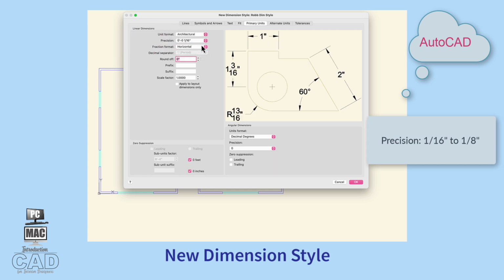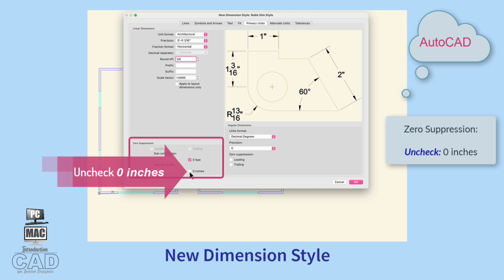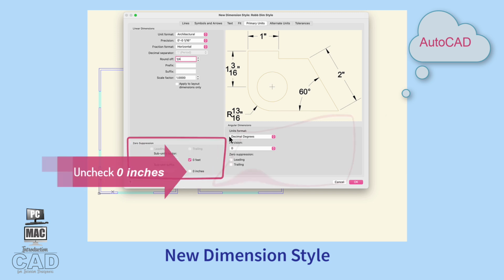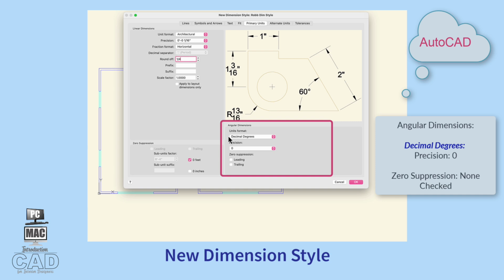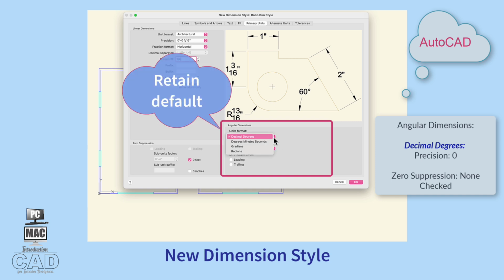Precision should be between 1/16 and 1/8. Set the fractional format to horizontal. The dimension round-off should be 1/4 inch. In the zero suppression area, uncheck the inches box. In the angular dimensions area, decimal degrees is the correct choice with a 0 precision. None of the boxes in this area should be checked. These are the default settings for angular dimensions in the standard style, and these are in agreement with the aligned architectural style we are creating.